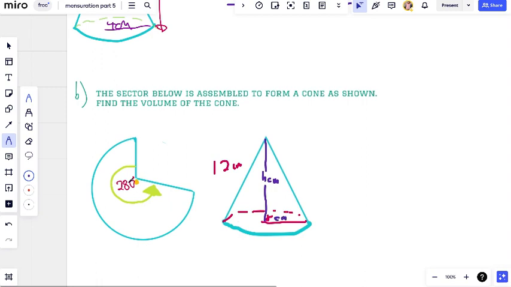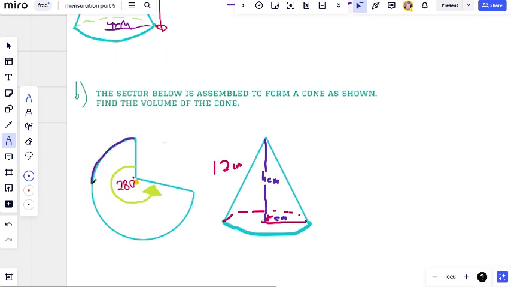So we have a sector that has been given to us that was used to make a cone. The first thing we're going to do is calculate the base circumference of the cone. The base circumference of the cone is equal to the length of the sector, that's the arc length. See this arc length?